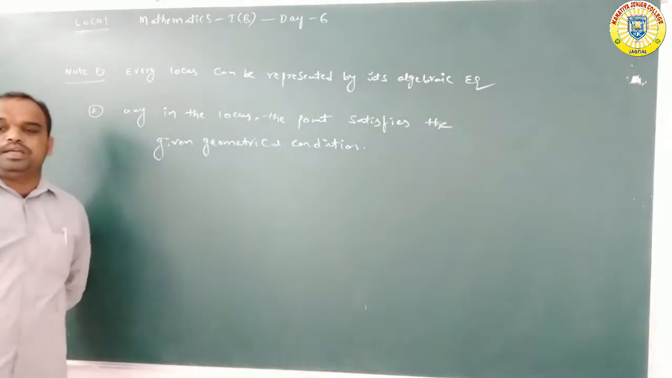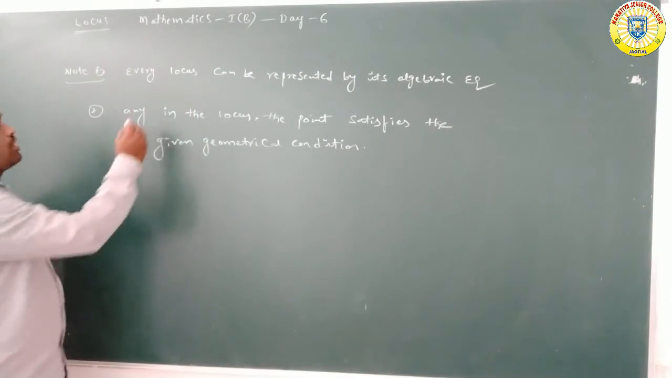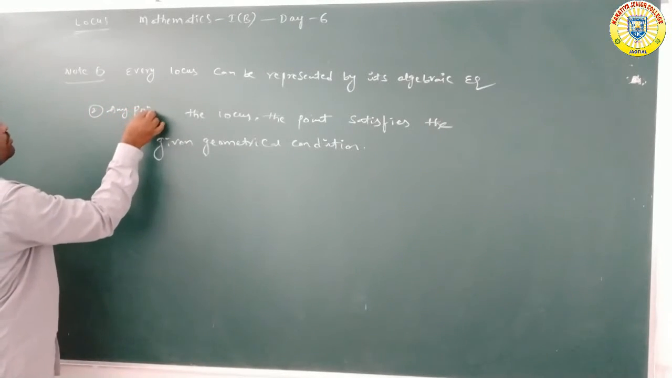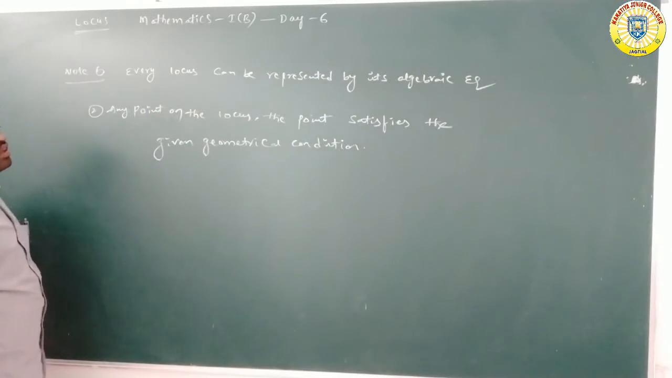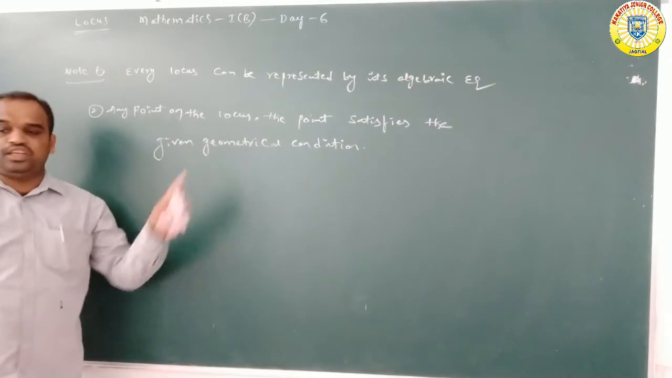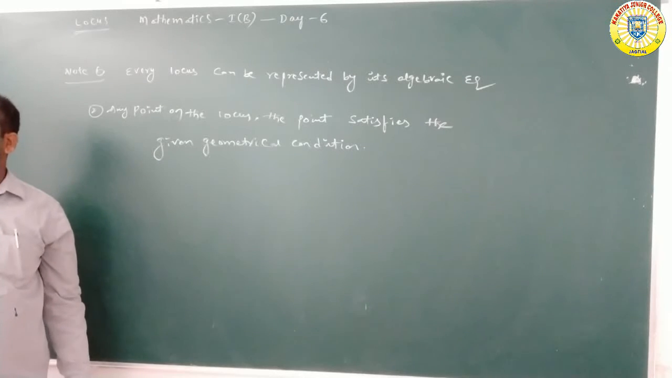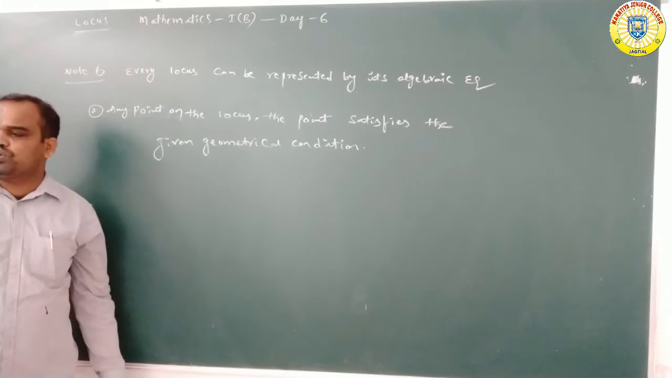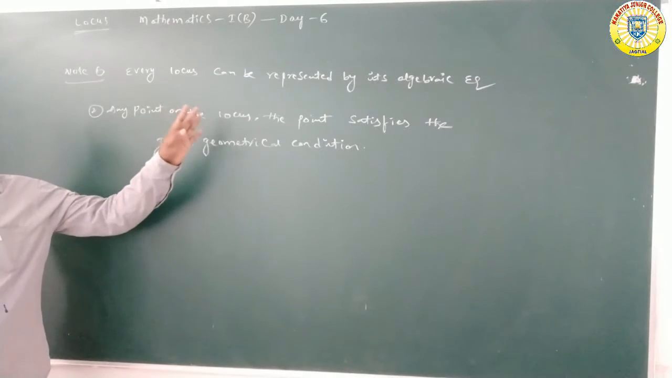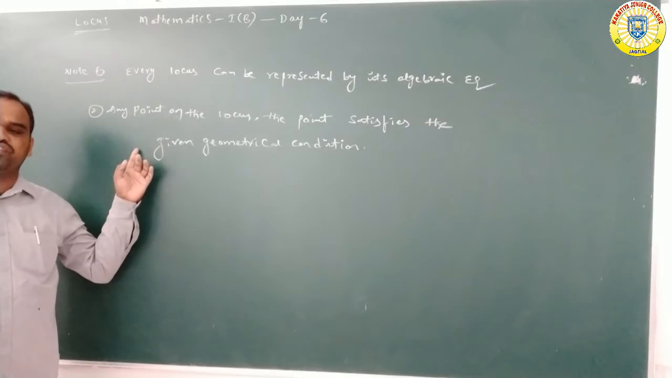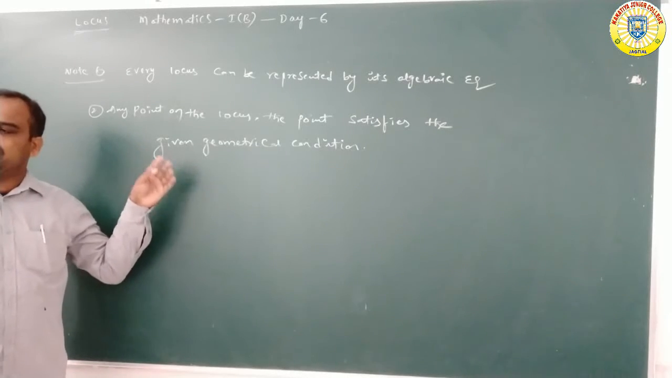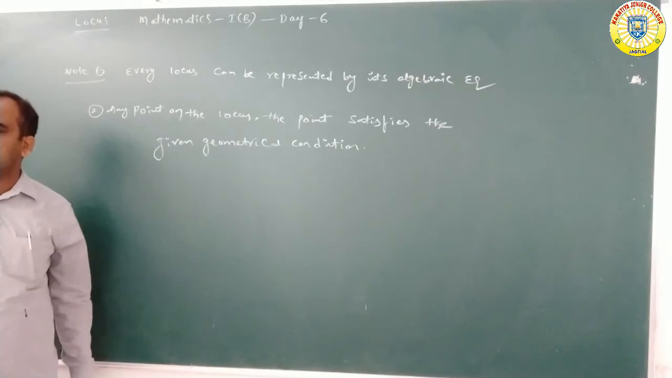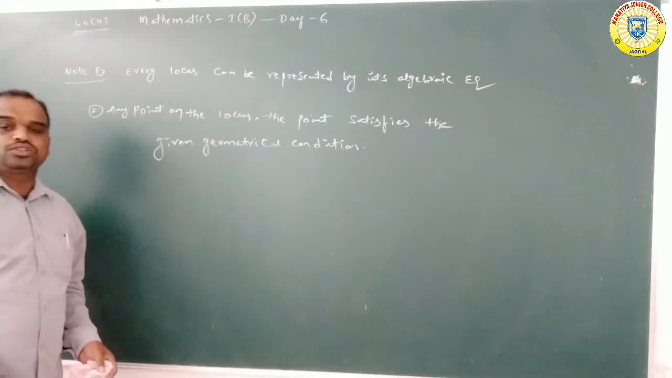Any point on the locus satisfies the given geometrical condition. This is very, very important. These two conditions are important. Every locus can be described by which one? Its algebraic equation. So any point on the locus must ensure that the point satisfies our given geometrical condition.